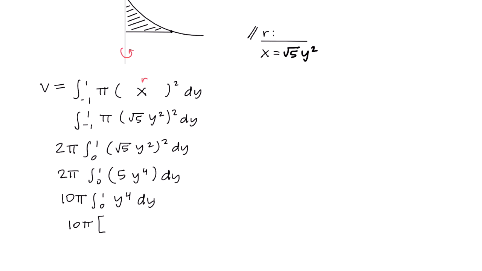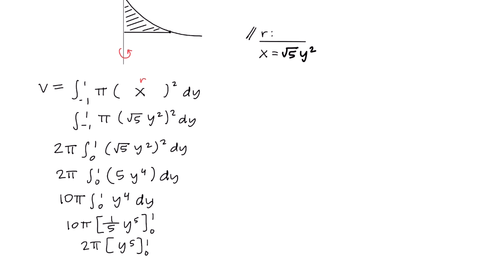So the integral of y to the 4th is going to be 1/5 y to the 5th. I'm going to bring this 1/5 to the front. So 10 pi times 1/5 is just going to be 2 pi. And now we're going to plug in 1 minus plugging in 0. So our final answer is 2 pi.